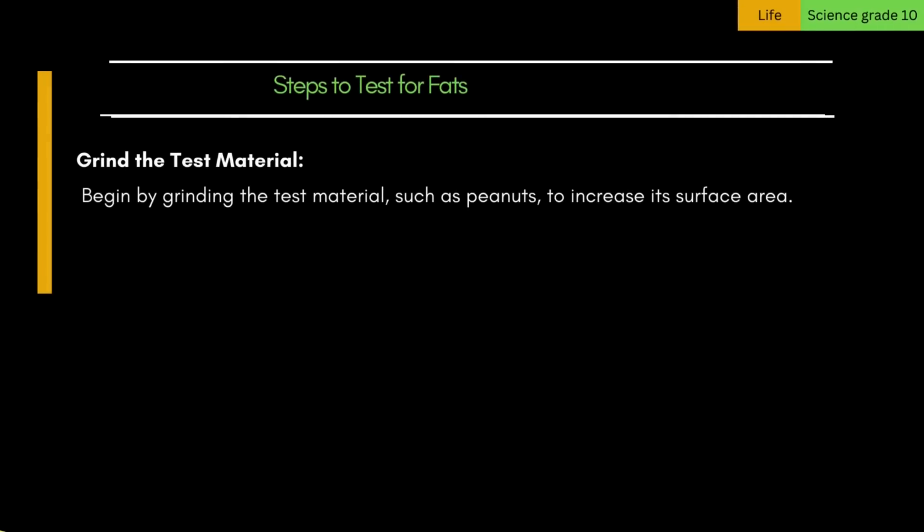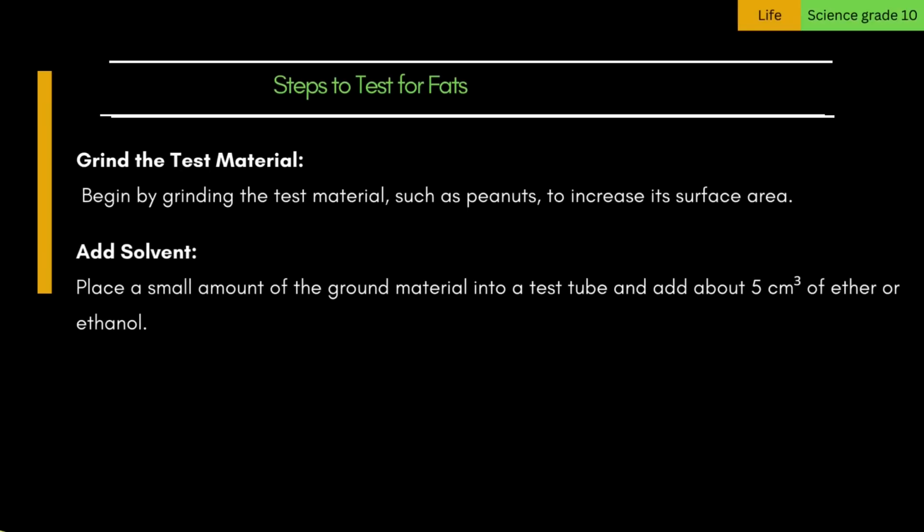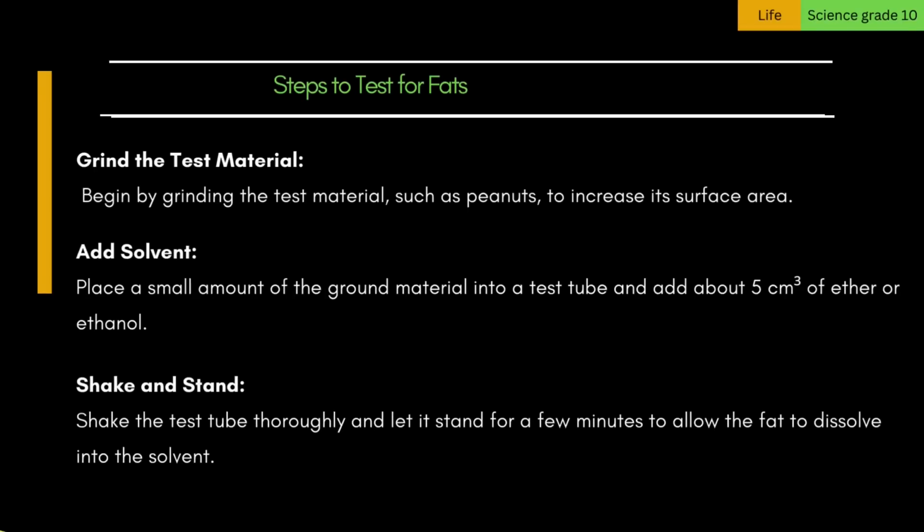Steps to test for fats. 1. Grind the test material. Begin by grinding the test material, such as peanuts, to increase its surface area. 2. Add solvent. Place a small amount of the ground material into a test tube and add about 5 cubic centimeters of ether or ethanol. 3. Shake and stand. Shake the test tube thoroughly and let it stand for a few minutes to allow the fat to dissolve into the solvent.